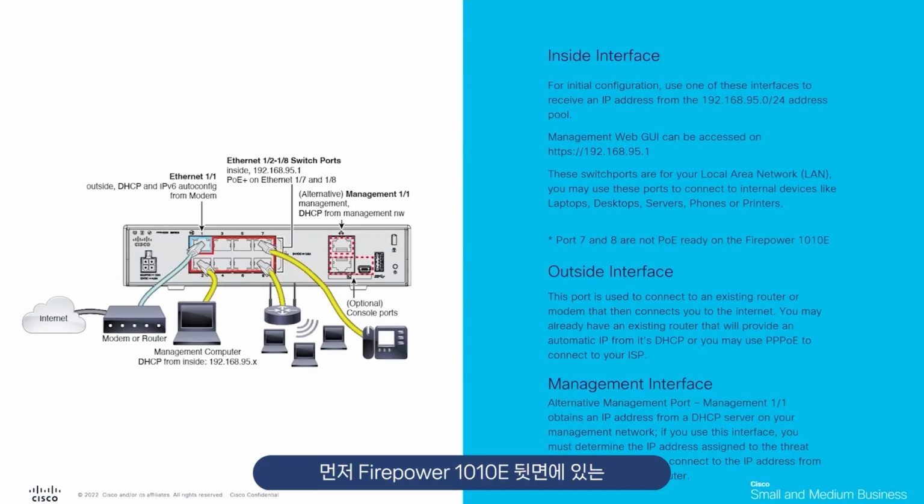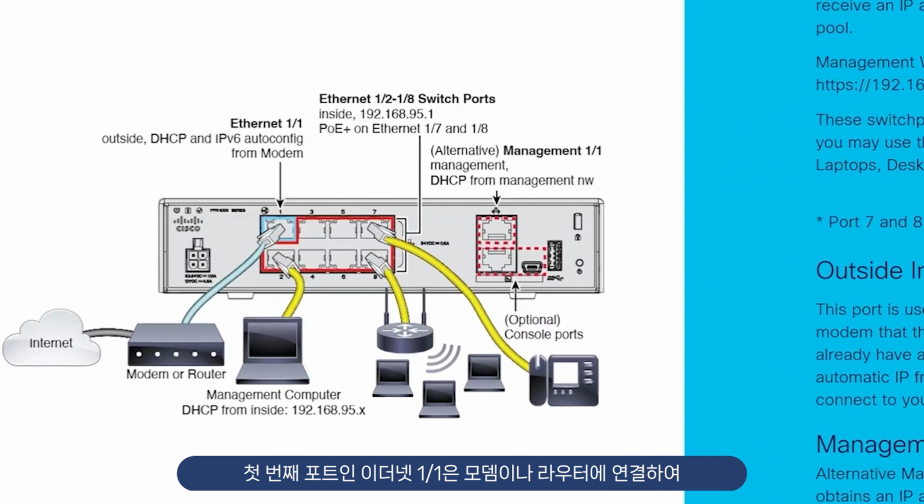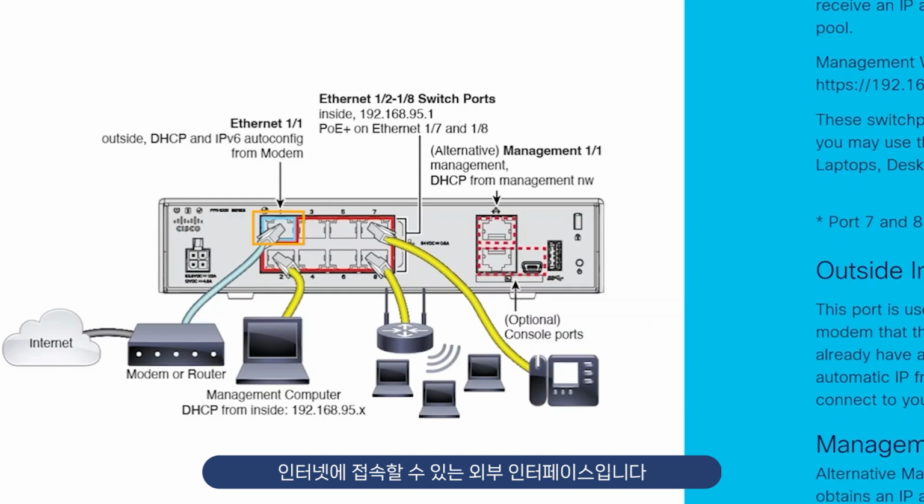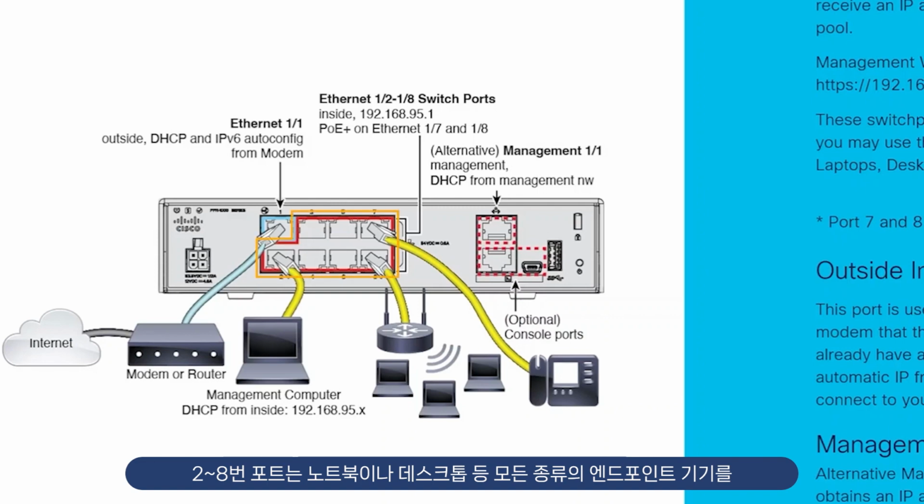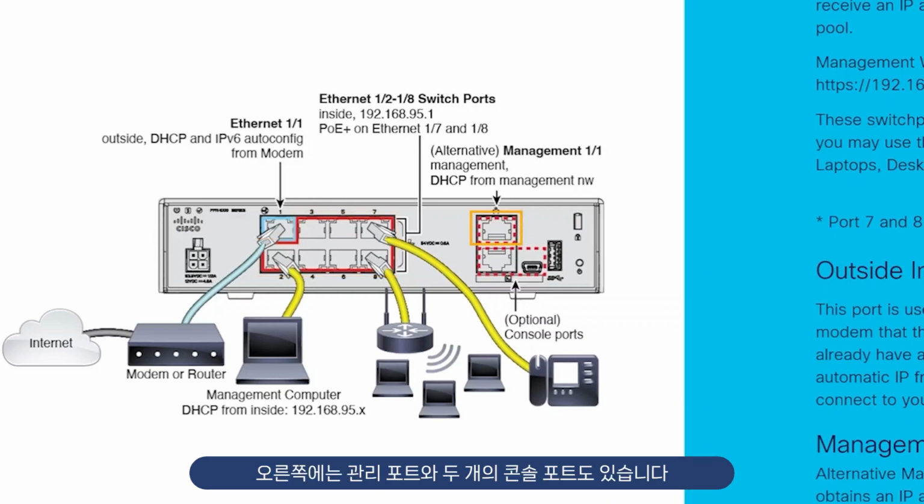I'd like to begin by explaining a little bit about the ports at the back of the Firepower 1010E. We have the first port here, Ethernet 1.1, which is our outside interface to which you'd connect to a modem or router, which would then connect you out to the internet. Ports 2 to 8 are inside interfaces or ports that would connect to your local area network, to which you may connect laptops or desktops, any kind of endpoint device. We also have a management port here and 2 console ports.